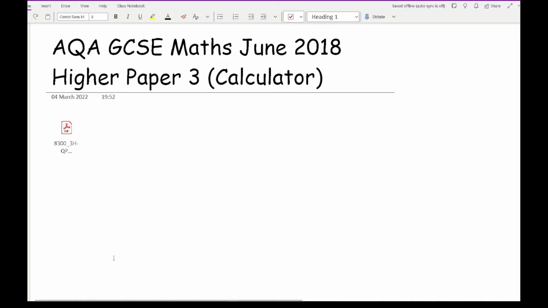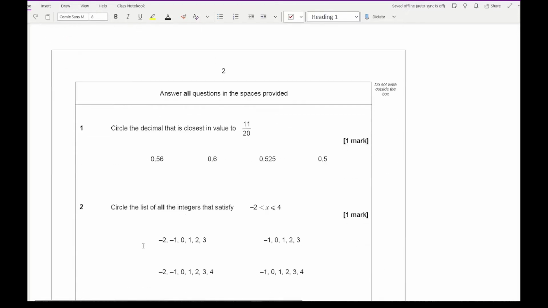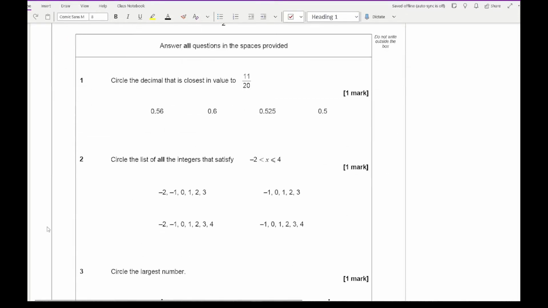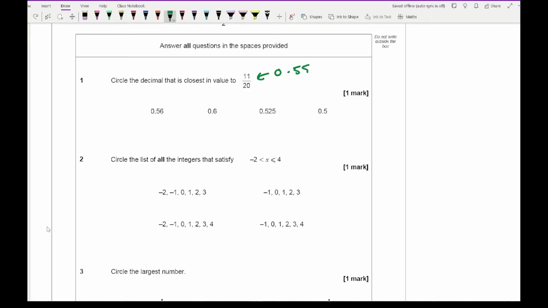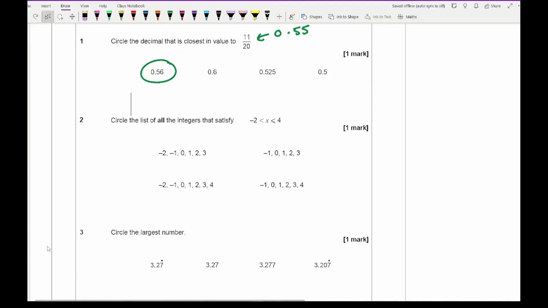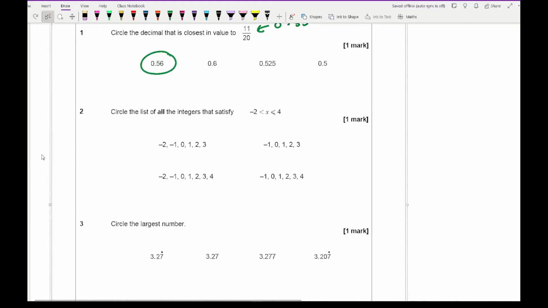Looking at question 1, we need to circle the decimal that is closest to the value of 11 over 20. For these types of questions with a calculator, just simply type in 11 divided by 20 and you should get an answer of 0.55. Then it's just a case of analysing which one's closest, and the closest answer is going to be 0.56.